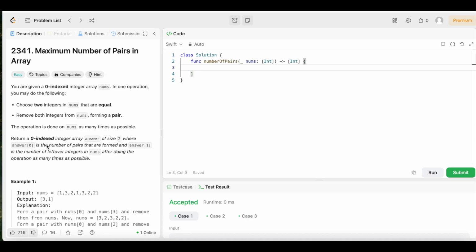So we don't have to return the pairs. We don't have to do anything else. We just have to count the number of pairs and count what's left over. So once again, we're going to get into that. And to do that, we are going to start by declaring a variable called freq, and we're going to set that equal to a dictionary of integers. So it's going to be int colon int. Then we're going to come outside of that and initialize it with parentheses like so.